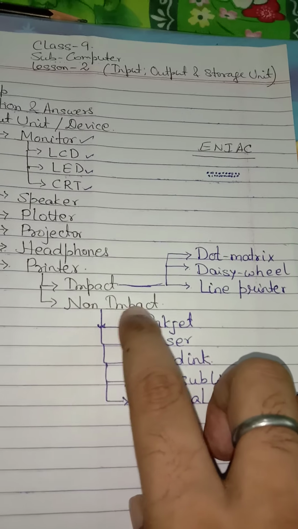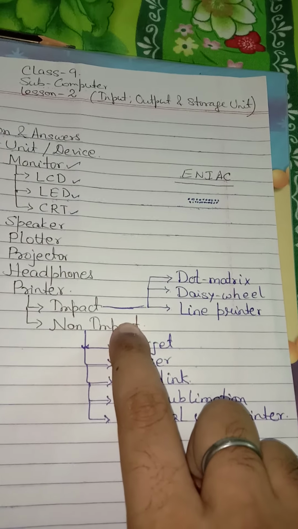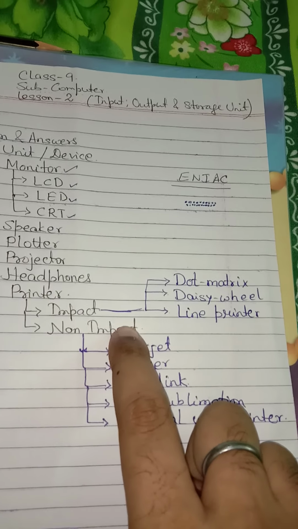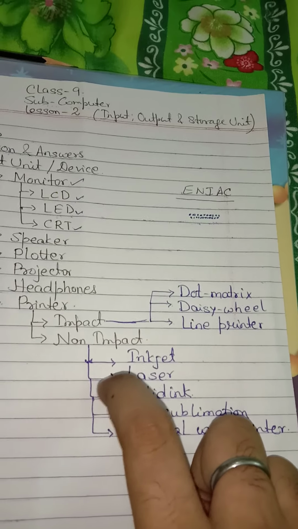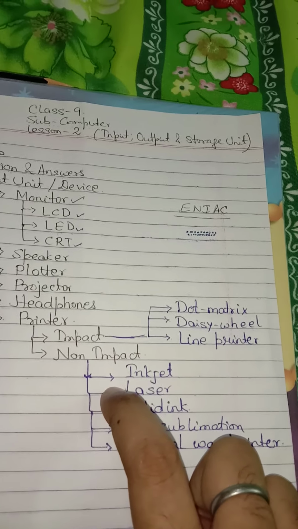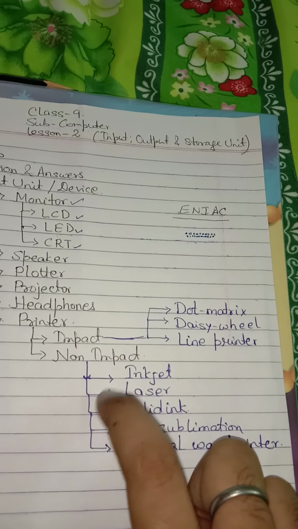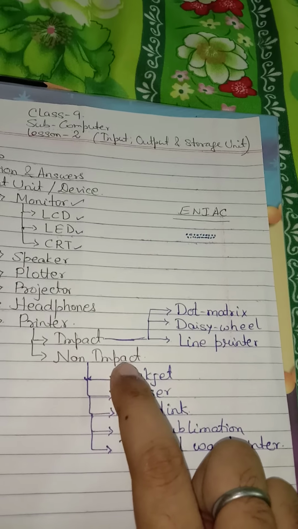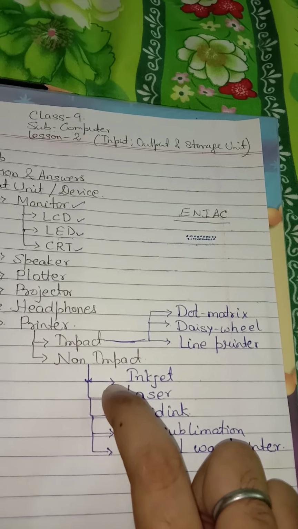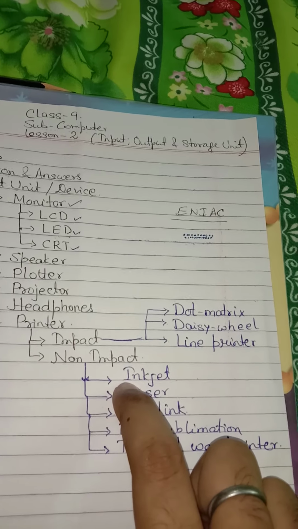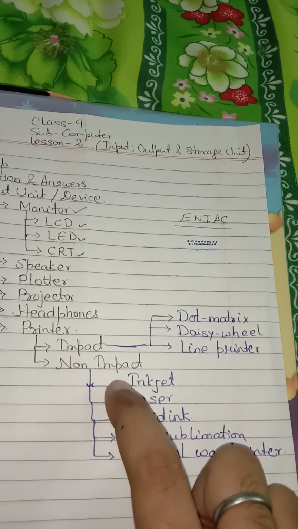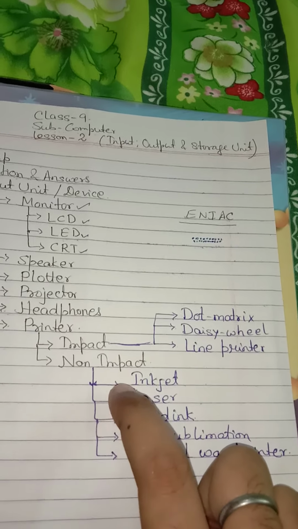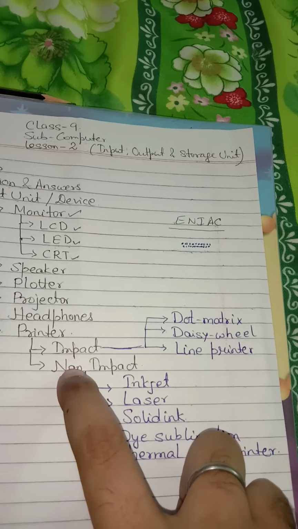Next we have non-impact printer. The non-impact printer prints slow because of the slow mechanical movement. Here the quality of printout is very high. It does not produce much noise. It prints colored images and graphics, and moreover it creates an image that does not actually involve touching the paper. So these are the basic differences between the impact and the non-impact printer.